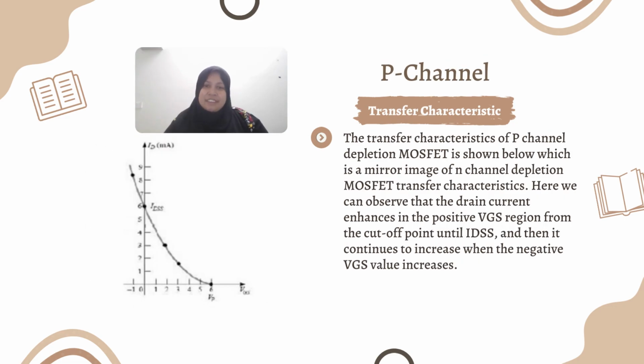The transfer characteristic of the p-channel depletion MOSFET is shown below, which is a mirror image of the n-channel depletion MOSFET transfer characteristic. Here we can observe the drain current is enhanced in the negative VGS region from the cutoff point to IDSS, and then it continues to increase as the negative VGS value increases.